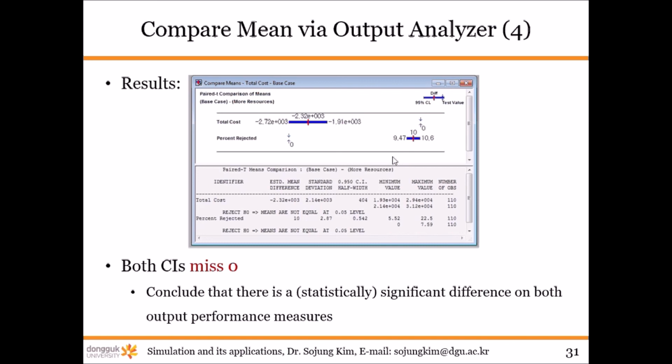So there is a statistically significant difference on both output performance measures, right?